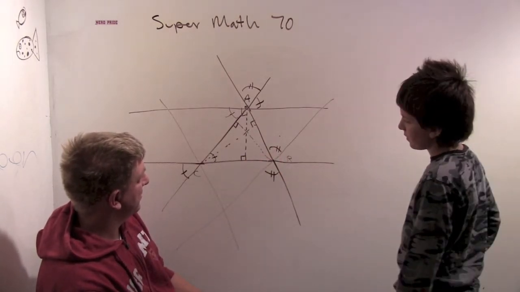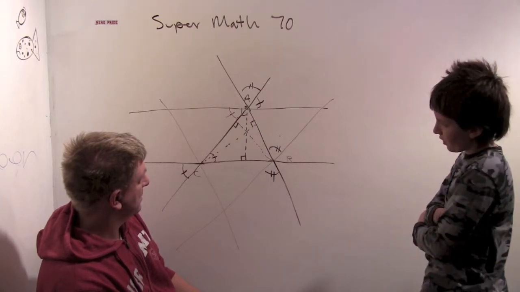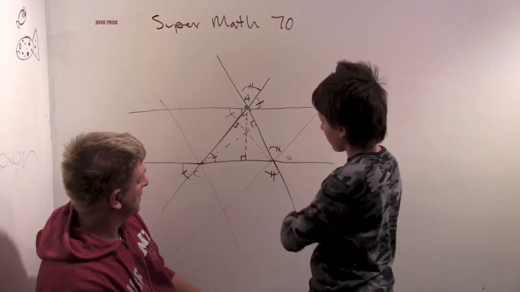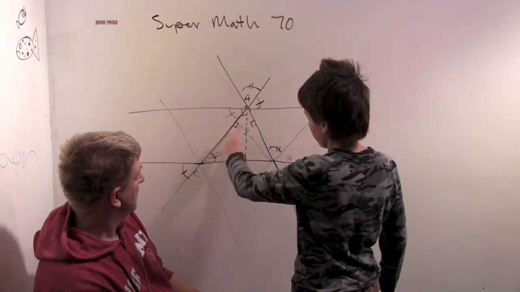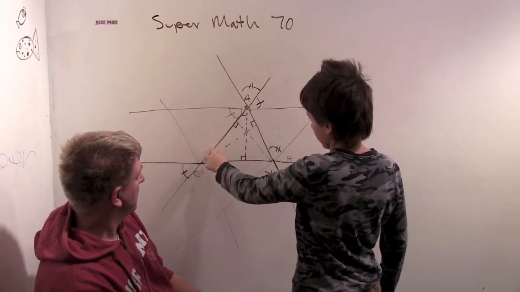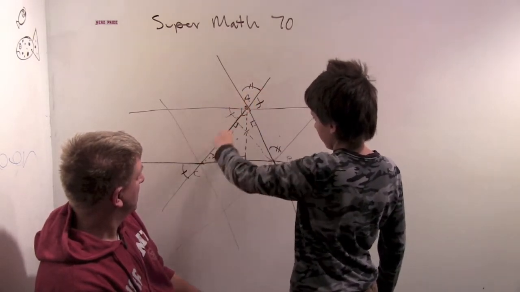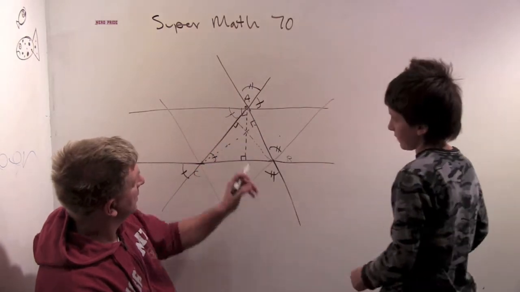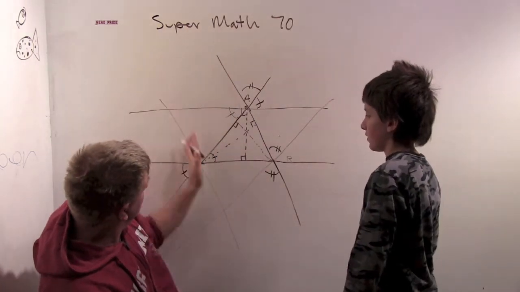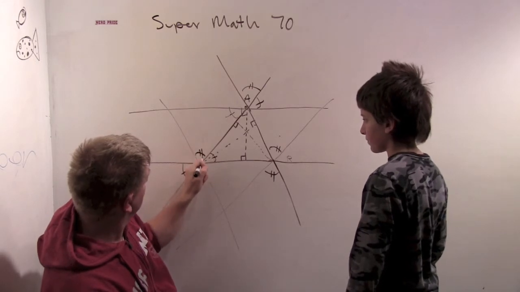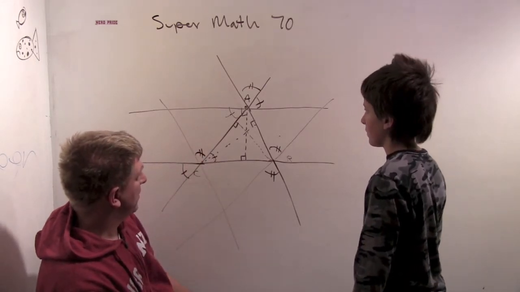Okay. What else is angle 2? Well, I think this is angle 2 because we have the angle 1 down here. And we have angle 2 up here, and we have the same thing. We have parallel lines here. Okay, so this is angle 2. All right. What else is angle 2?